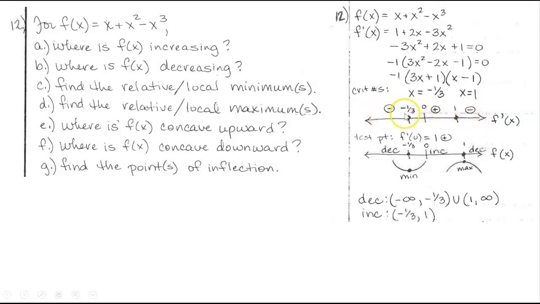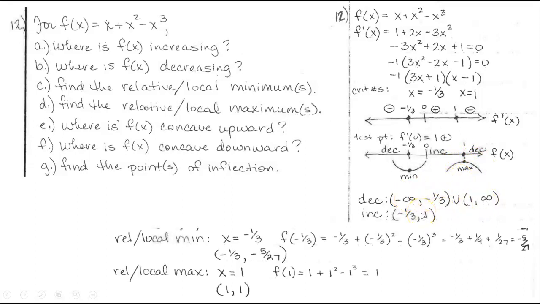So anywhere my first derivative is negative, my original function is decreasing. Anywhere my first derivative is positive, my original function is increasing. Anywhere my first derivative is negative, my original function is decreasing. So additionally, where my graph changes from decreasing to increasing, I'll have a minimum. And where my graph changes from increasing to decreasing, I'll have a maximum. So that's how we got our intervals of increasing and decreasing. And that's also where we got our maximum and minimum. So here was our minimum at negative 1/3, and here was our maximum at positive 1.